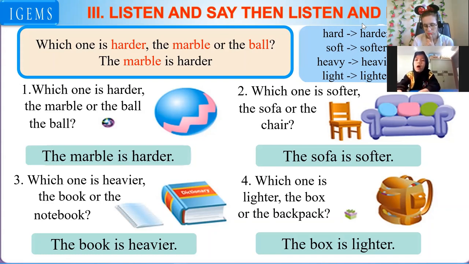One. Which one is harder? The marble or the ball? The marble is harder. Two. Which one is softer? The sofa or the chair? The sofa is softer. Three. Which one is heavier? The book or the notebook? The book is heavier. Four. Which one is lighter? The box or the backpack? The box is lighter. Good.